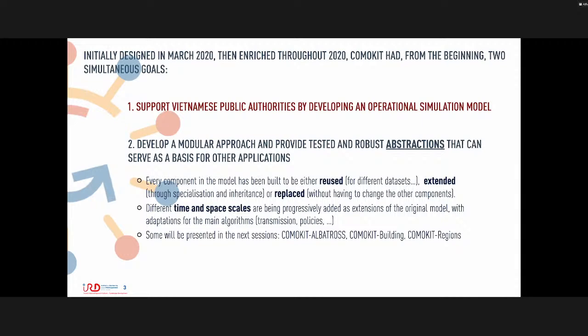Second thing, we have progressively in the last 18 months built different versions of ComoKit with different time and space scales. They are being progressively added as extensions of the original model, with adaptations, of course, of the main algorithm. The transmission or even policy algorithm cannot be the same at different time and space scales. And some of them will be presented in the next sessions.